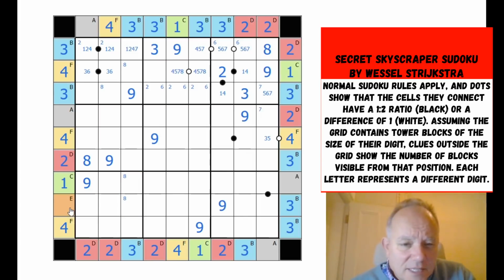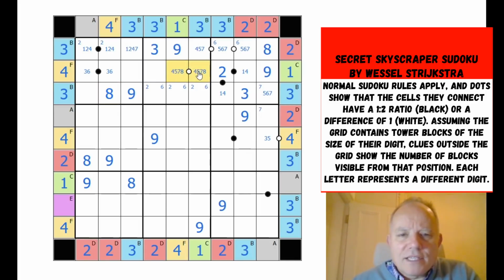Actually, this is more than 4. 1, 2, 3, 4. So the 8 can't be there either. So I've actually suddenly placed another 8 that I hadn't even been looking at. So 8, that stops that being 8. We get 8 here.